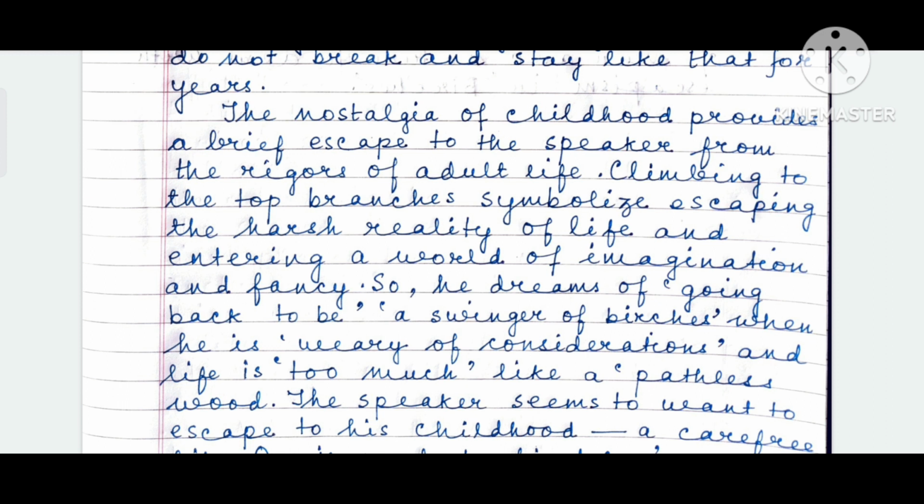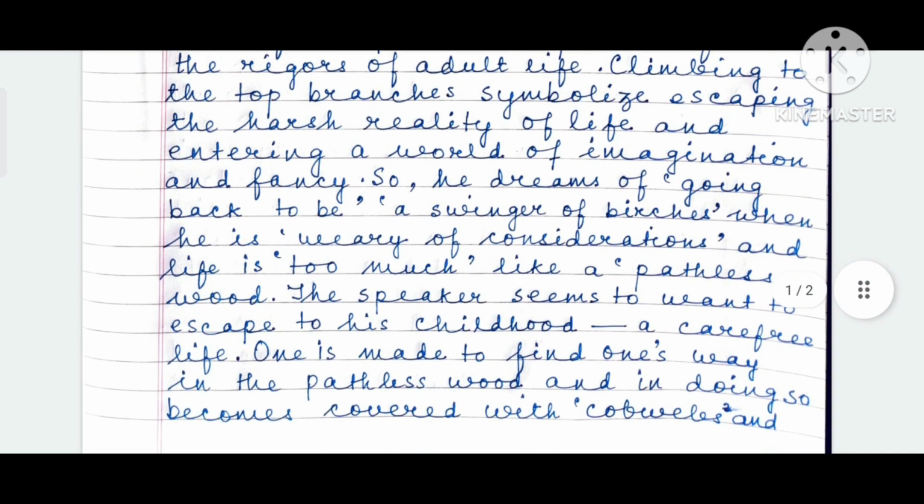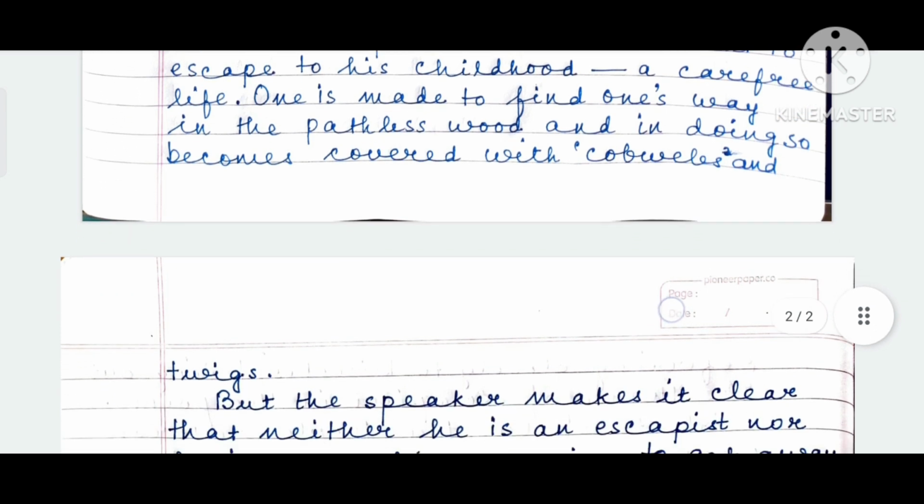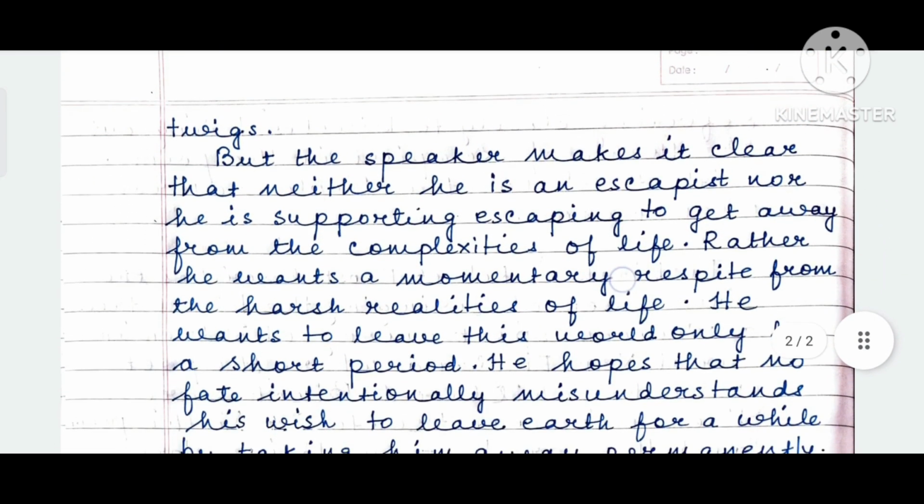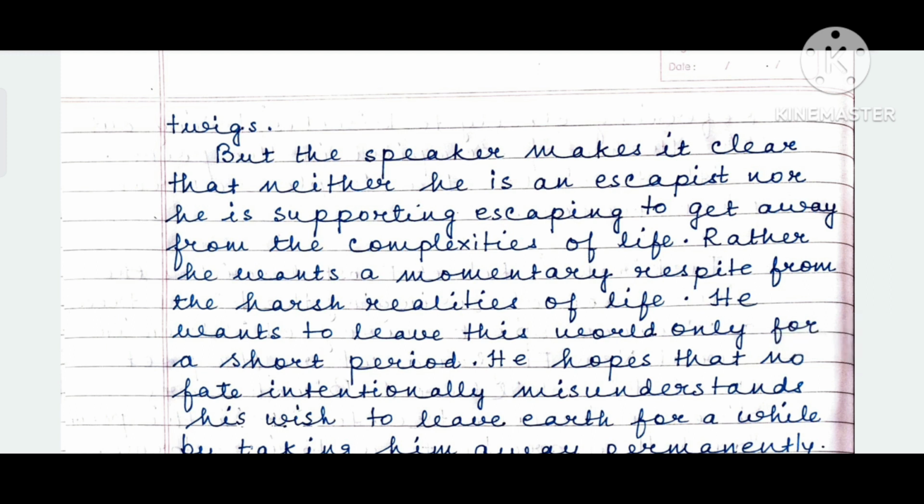So he dreams of going back to be a swinger of birches when he is weary of considerations and life is too much like a pathless wood. Close the quotation. The speaker seems to want to escape to his childhood. Here, the theme of escapism. He seems to want to escape to his childhood, a carefree life, and childhood represents a carefree life. One is made to find one's way in the pathless wood, and in doing so becomes covered with cobwebs and twigs.